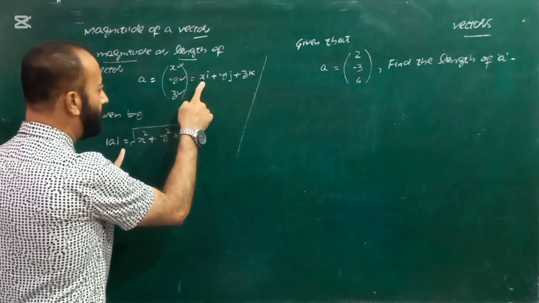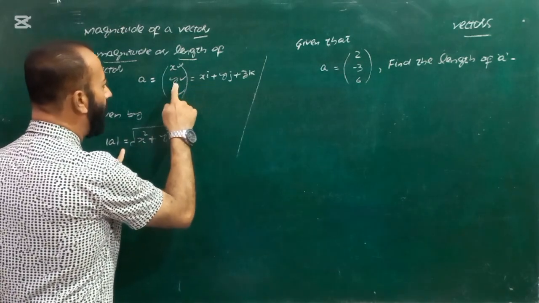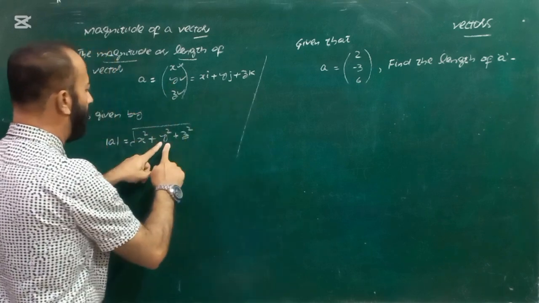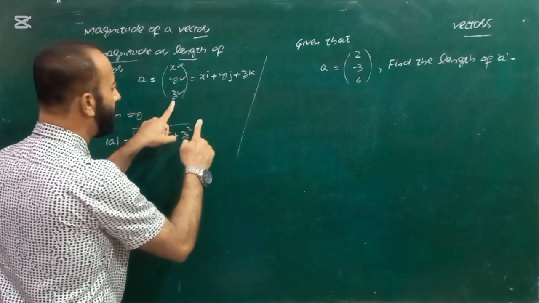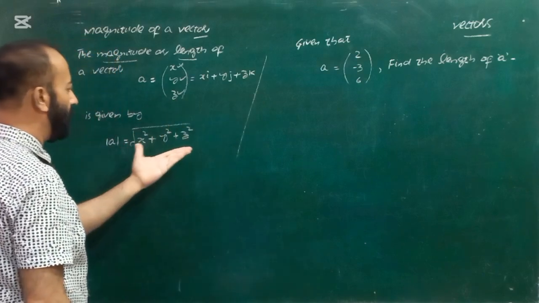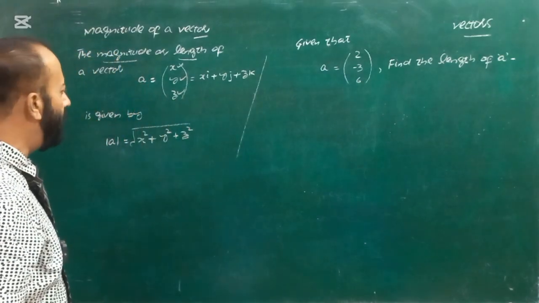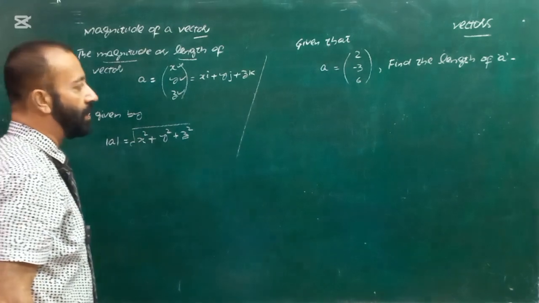x square plus y square. So y is here or here. So y square plus z square. So z is here or here. So this will be the method, whole square root. So this will be the method for finding the magnitude of a vector.